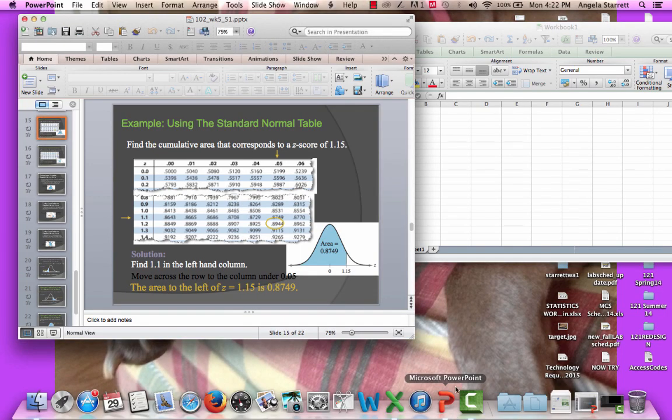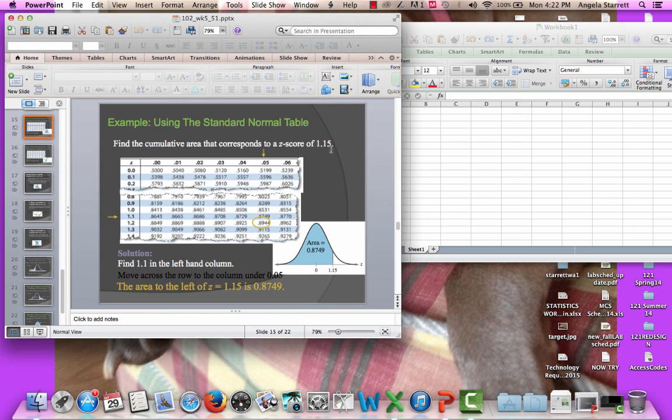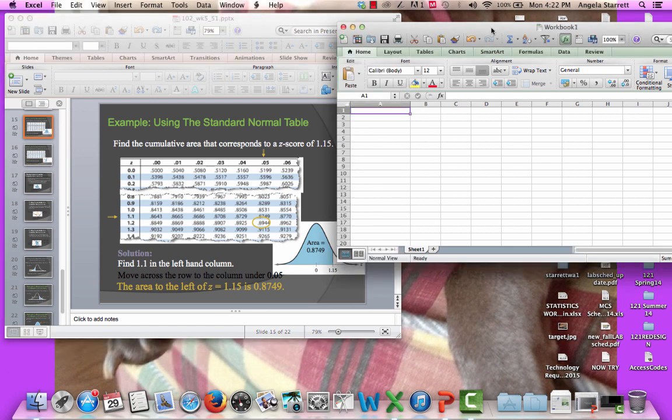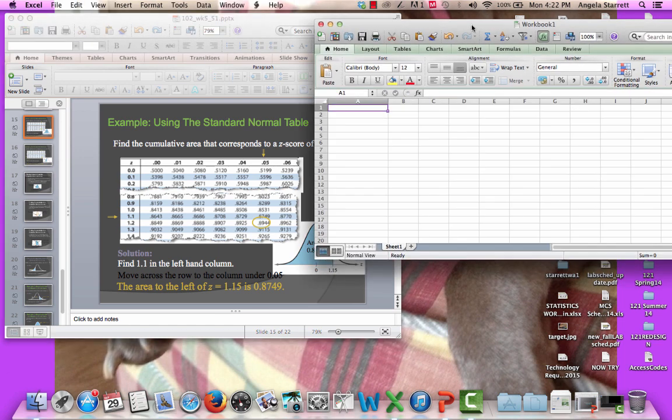Okay, so what we want is the z-score of 1.15. I'm going to open up Excel, and I claim Excel has a way we can do this. I'm going to say area to the left of 1.15, and I'd better say z equals, so those of you who go back to this remember what I did. So we want the area to the left of z equals 1.15.